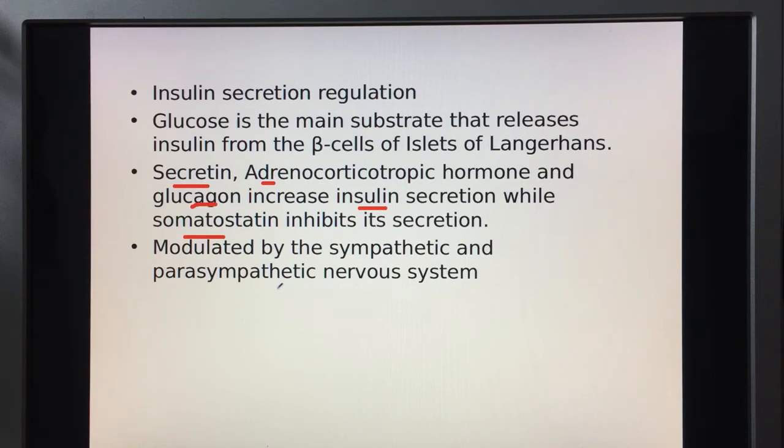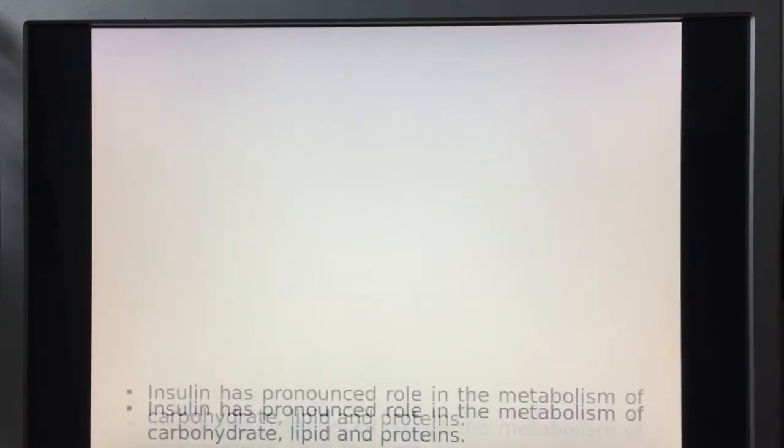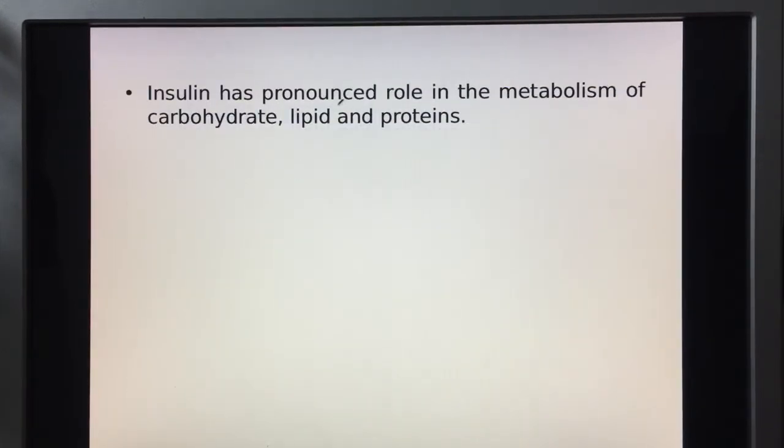Now this insulin plays a major role in almost all the major metabolic pathways. It has a pronounced role in the metabolism of carbohydrates, proteins, and lipids, and thus it affects all the major pathways of metabolism in the body.